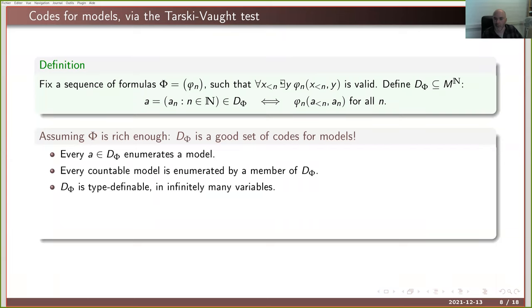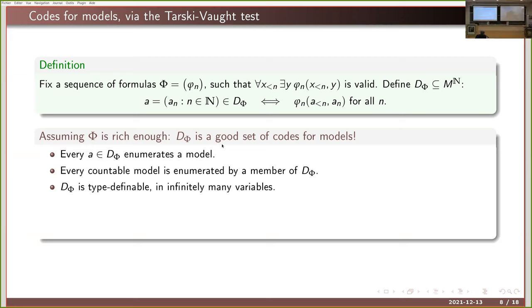Okay, and you take a sequence of those. And now you can define a set of infinite tuples by the following condition. An infinite sequence belongs to your set if every formula holds. Basically what it means is that every a_n is always a witness for the formula with parameters, well, everything that came before that. So now if you chose your sequence richly enough, you have the set of the a's satisfying the Tarski-Vaught condition. So every a will enumerate a model.